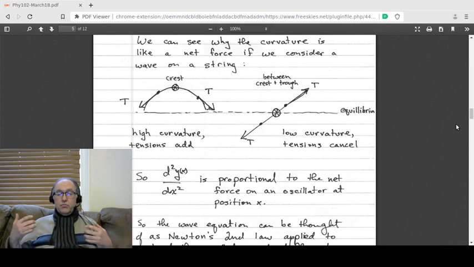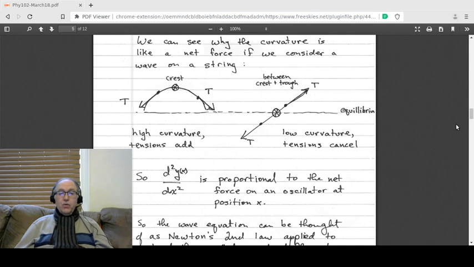But both the tension on the left and the right, both of them have a downwards component. And so whereas the left and right components will cancel, the horizontal components will cancel. The vertical components don't, they combine. In this case, where you have a lot of curvature to the string, the tensions are going to tend to add. Their horizontal components will cancel, but their vertical components will add.